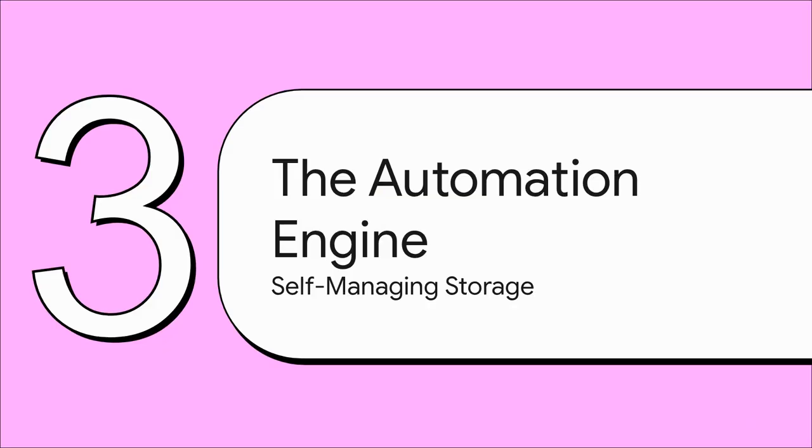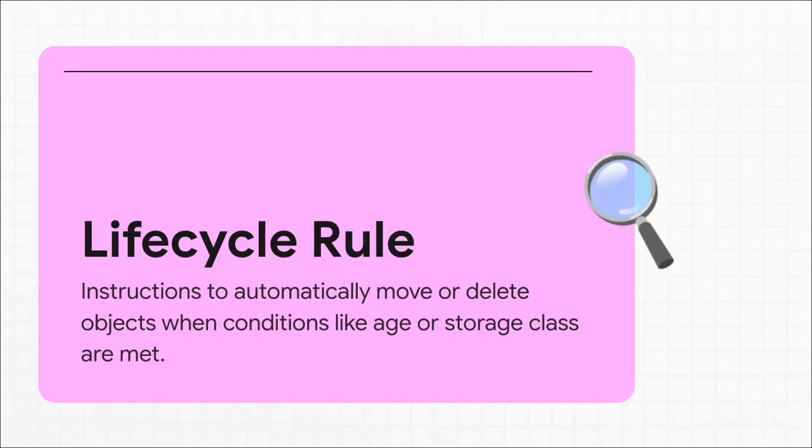Now, for the really cool part. What if your storage could actually manage itself? What if it could automatically move data to cheaper and cheaper places as it gets older, all without you lifting a finger? This, my friends, is where the real magic of modern cloud storage happens. We do this with something called a life cycle rule, and it's pretty much what it sounds like. It's a list of instructions you give to your bucket. You can literally say, hey, if a file in here hasn't been touched in 30 days, go ahead and move it to nearline for me. It is the ultimate set it and forget it tool for saving money and keeping things in order.